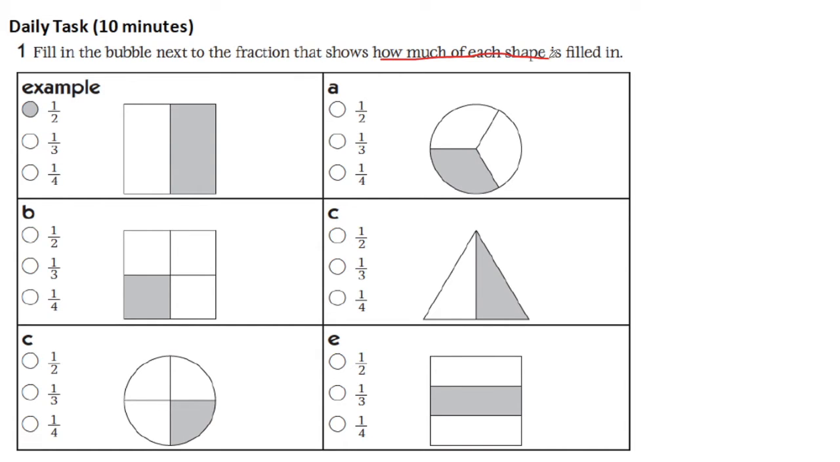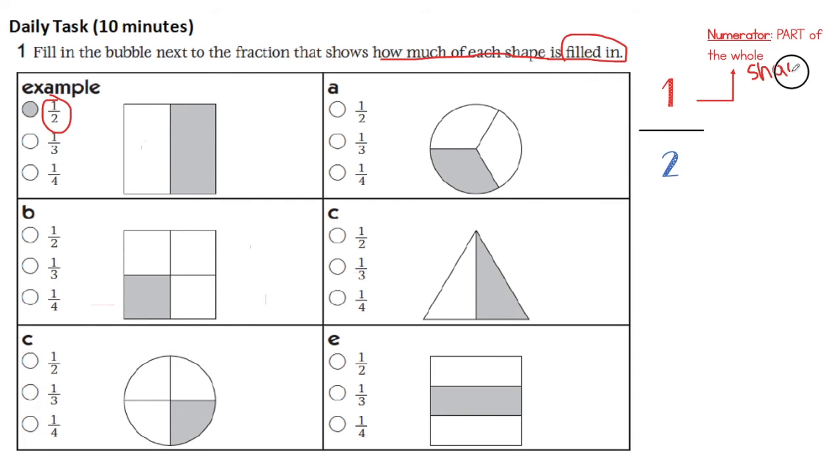Great, for everybody still here, we're gonna do a very quick fraction review. This is a fraction from my example, 1/2. Here it is. The top number is called my numerator. The numerator is the part of the whole that we're looking at. For these directions, they want to know how much of this shape is filled in or shaded. So we're going to look for all of these shapes at the gray part.